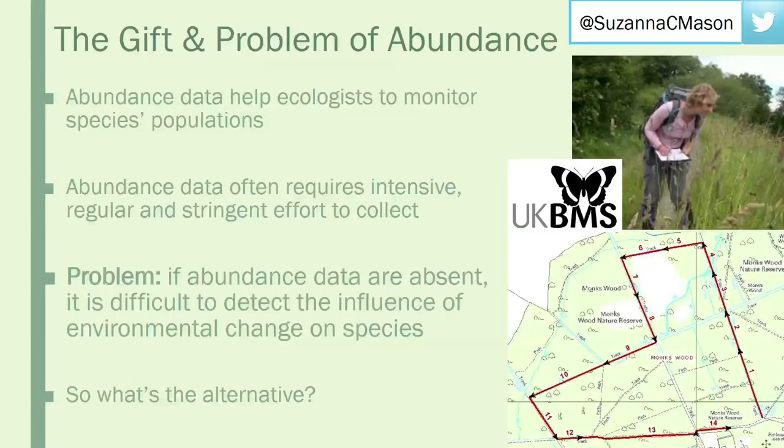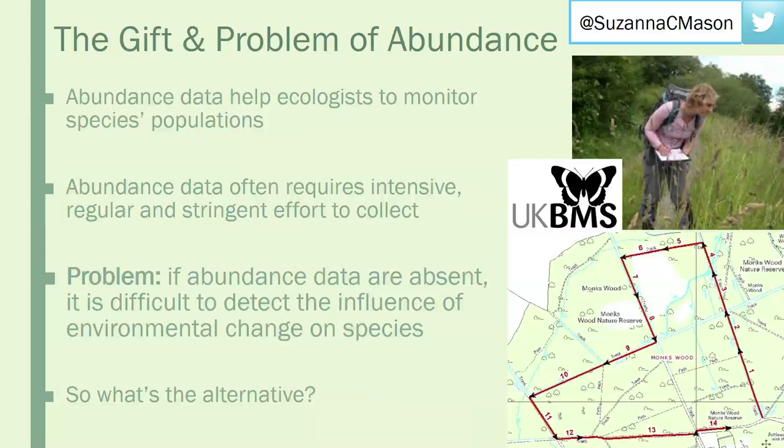When ecologists want to look at population variability, they generally turn to abundance data, which is a measurement of the number of individuals of a species at a particular time and place. This data is enormously useful for ecologists to help us monitor species populations, check how stable the populations are, and see how they respond to environmental changes such as habitat change, climate change, impact of disease and predation. And the thing about abundance data is it takes a lot of energy to record. It's a very intensive data source.